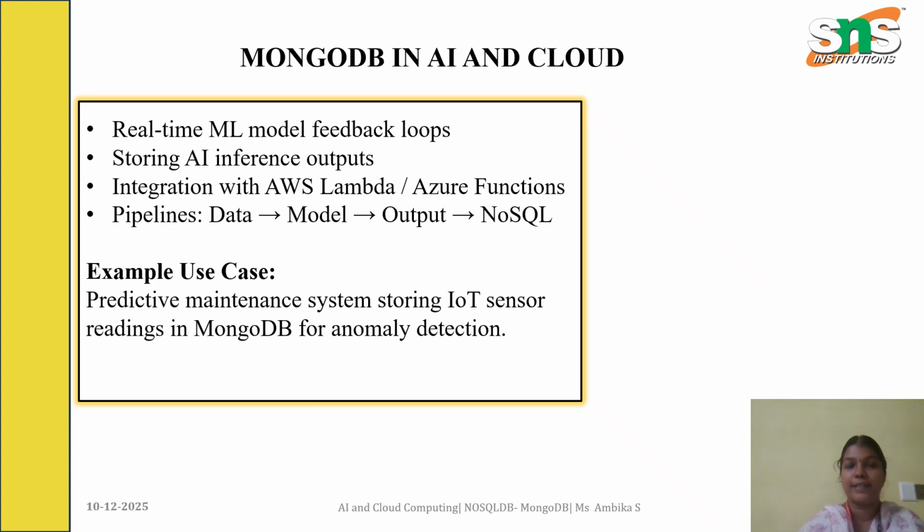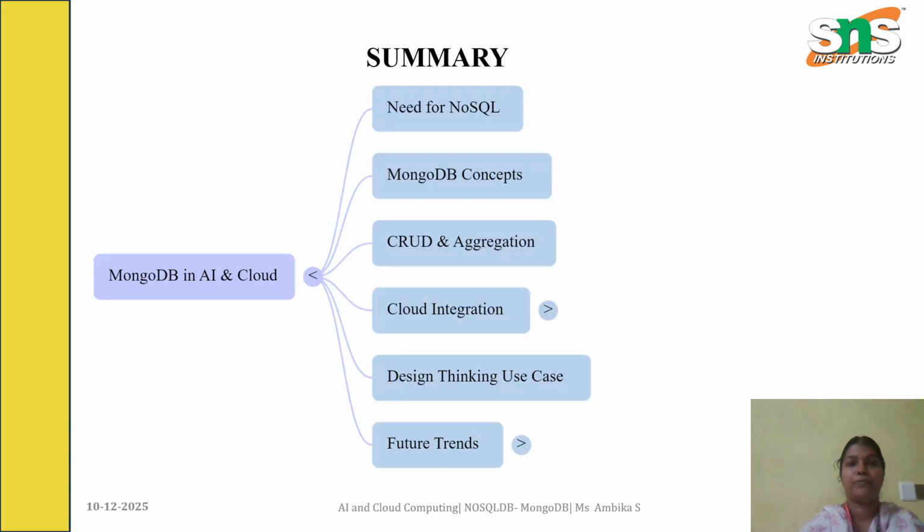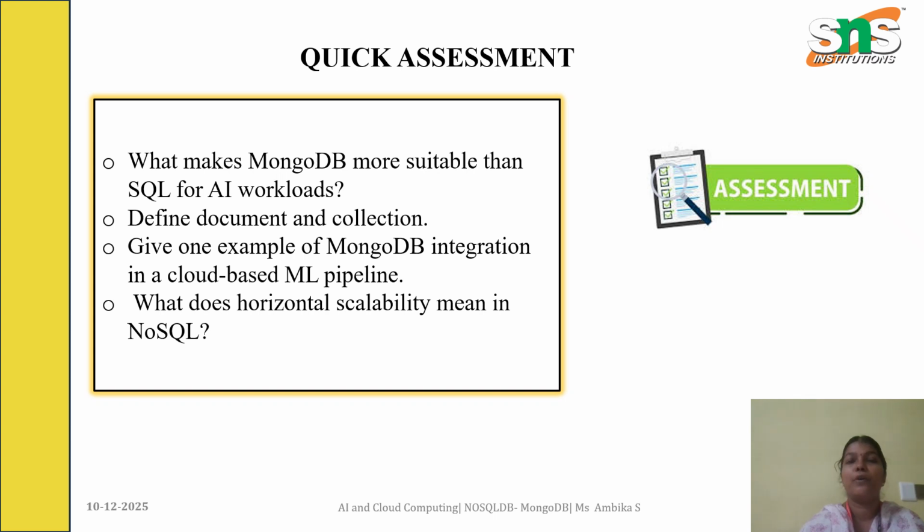If you consider an example use case, we can build a predictive maintenance system by storing IoT sensor data for anomaly detection. This is the overall summary of MongoDB which we have seen. Next, these are the quick assessment questions based on the topic.